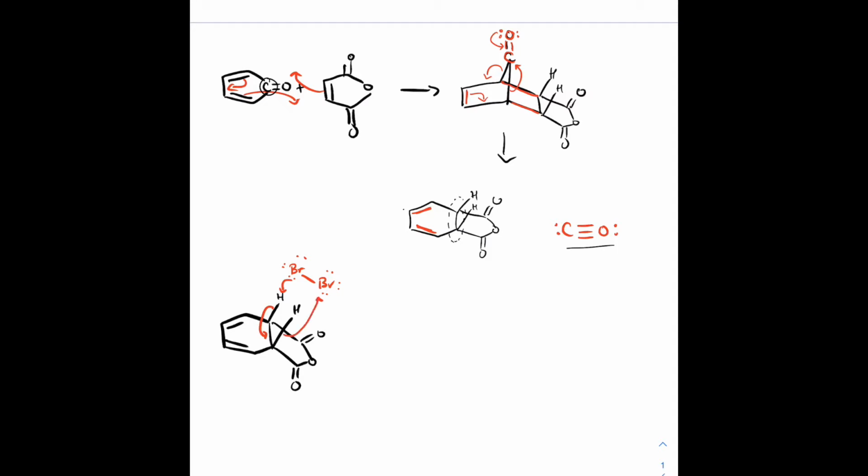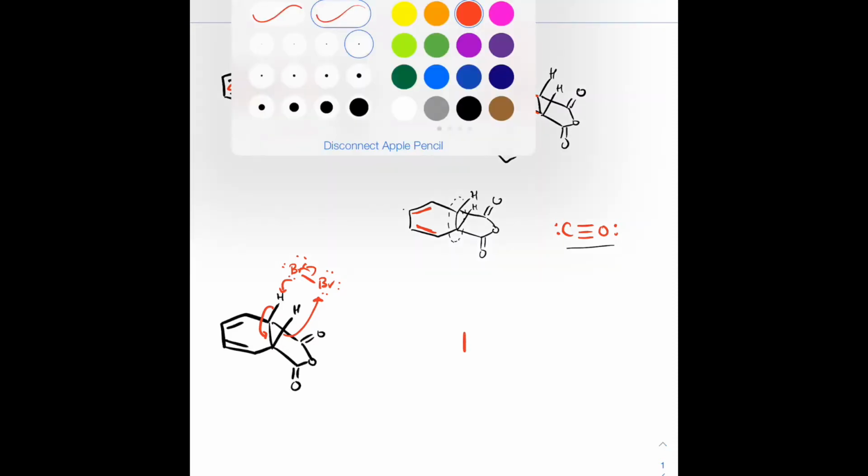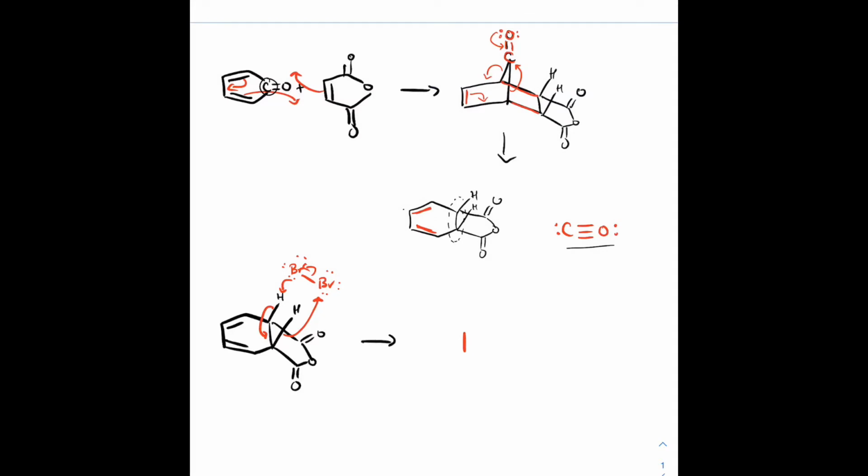So the lone pair on that bromine attacks the hydrogen. Those electrons create that last pi bond, creating more or less the benzene ring. And then the carbon-hydrogen electrons now go to the other bromine, and that bromine-bromine sigma bond is broken. So what we form is the phthalic anhydride product.